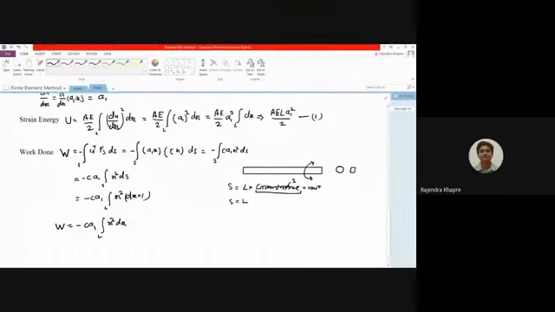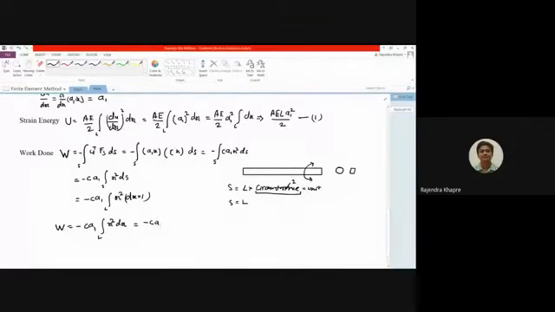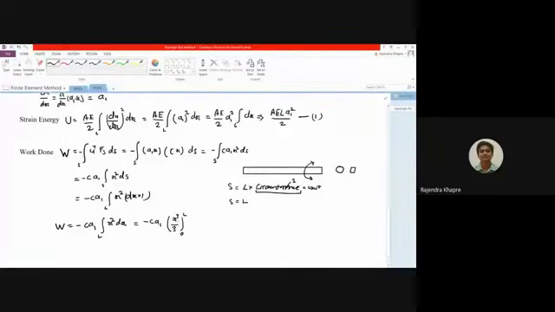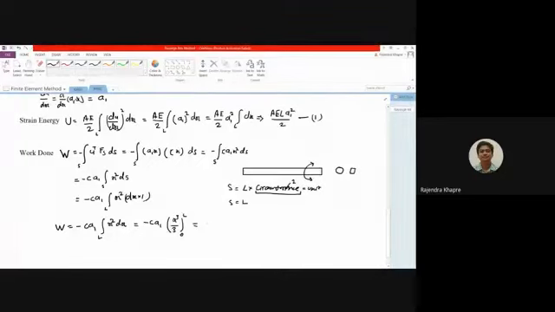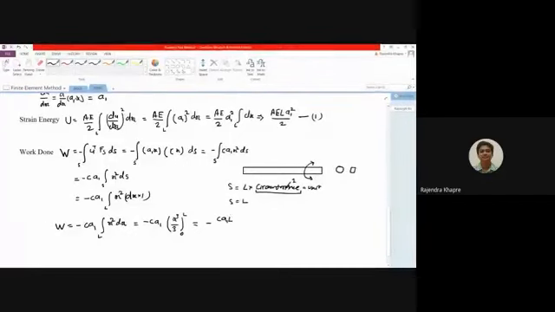If you solve this, integration of x square is nothing but x cube divided by 3, and this will be integrated over the length. So this will be minus C A1, and this will be x to the power 3 divided by 3, ranging from 0 to L. This is nothing but L cube divided by 3. So finally your work done value will be something like minus C A1 L to the power 3 divided by 3. Let us call this expression number 2. So this is the expression for work done.